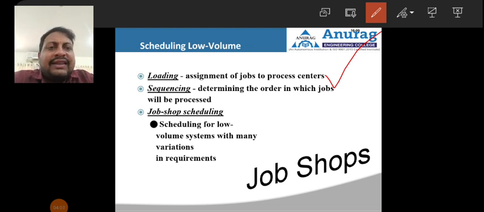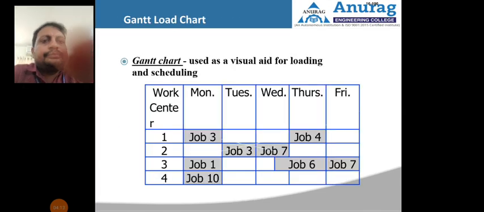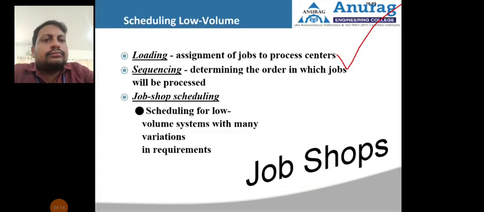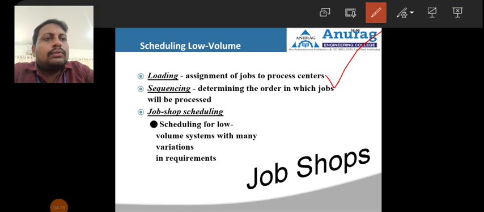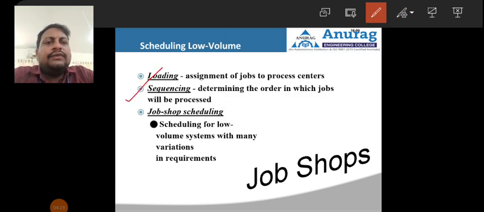Whereas in sequencing, we are determining the order in which jobs will be processed. We have different sequencing techniques. So what do you mean by sequencing? Determining the order in which jobs will be processed, that is, what order will be taken into consideration. We have different types of sequencing methods, and we are going to learn them one by one.